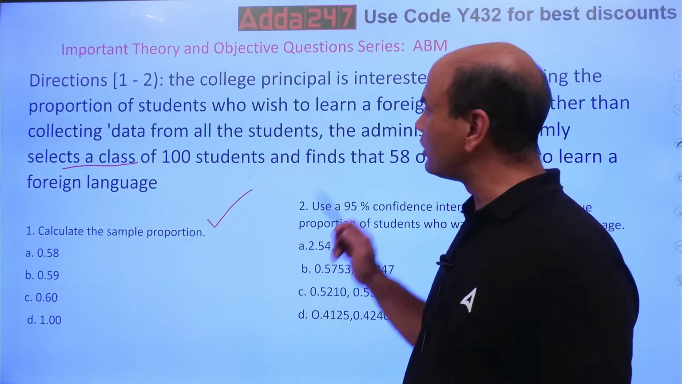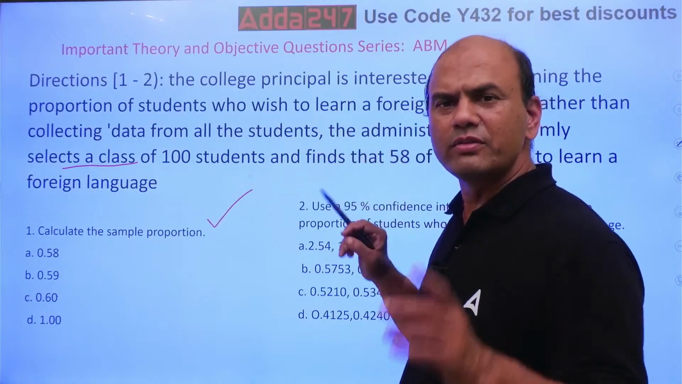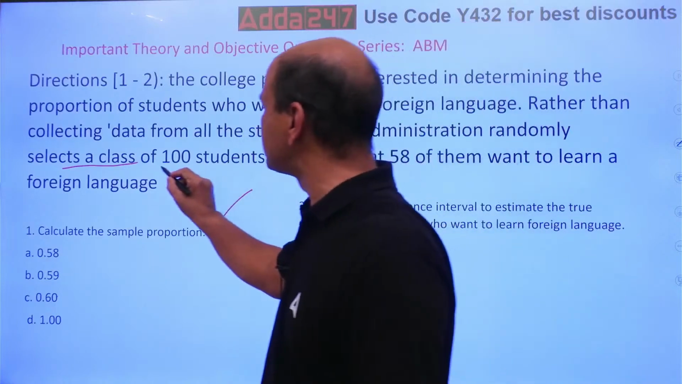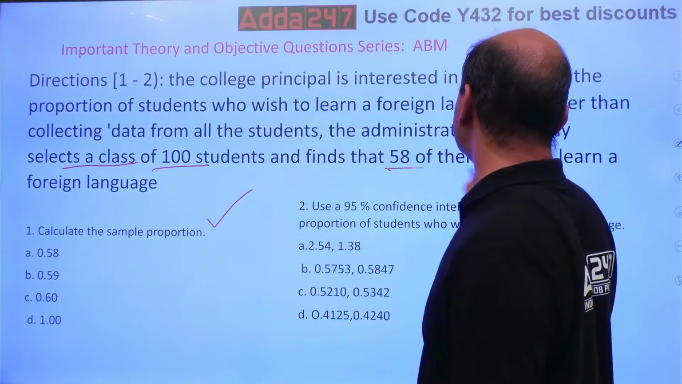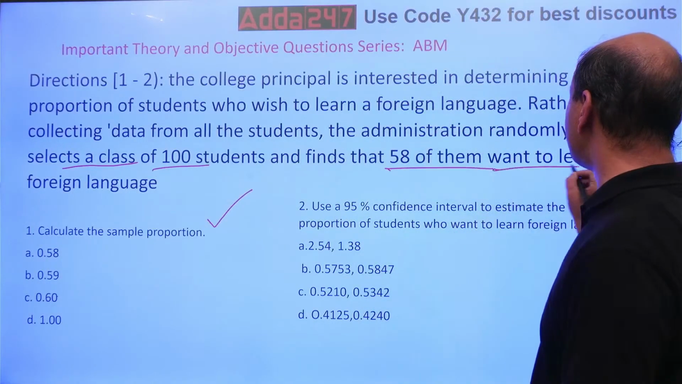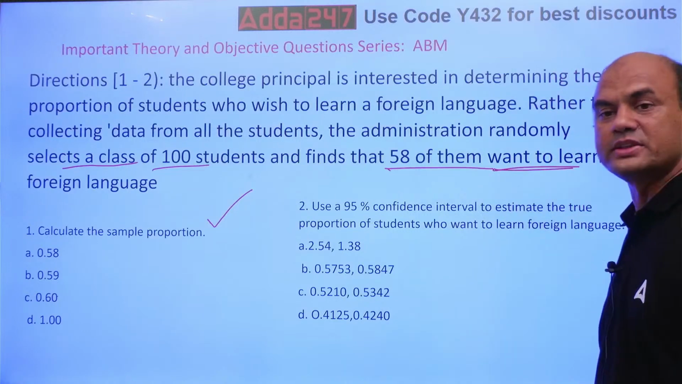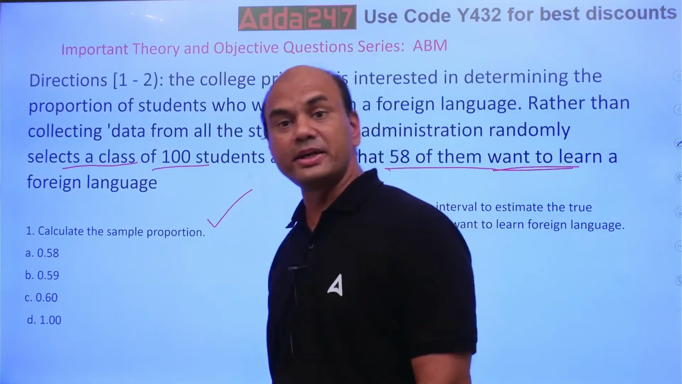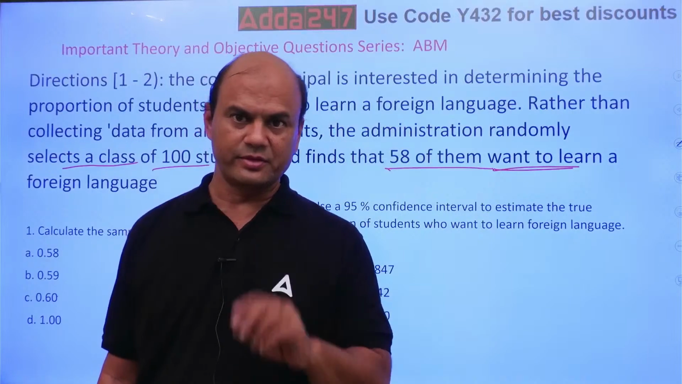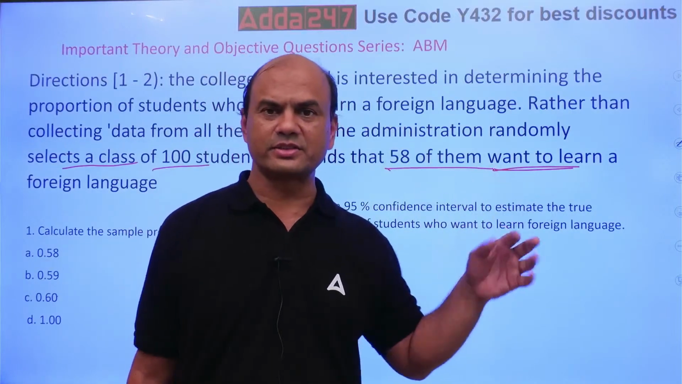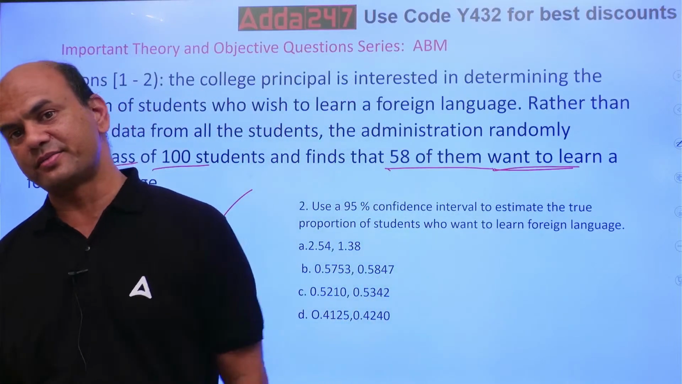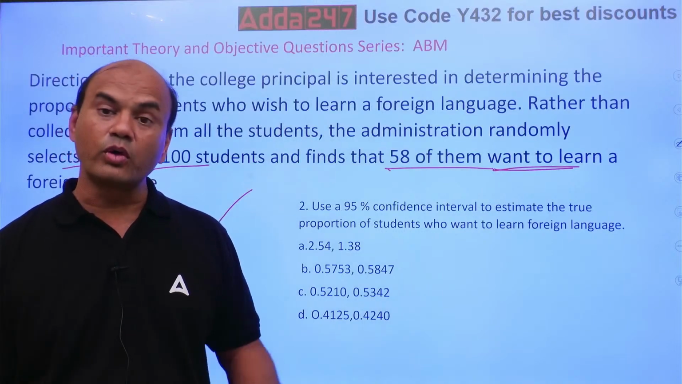Remember, the whole case given to you, only one line is important. Remaining everything is of no use to you. What's important is this: 100 students class and 58 want to learn foreign language. Want to learn. Now this is very important. Who wants to learn? Because your success and failure in any case depends on what is the question asked. I'll explain you. Suppose they have asked you who want to learn. So what will be the success then? Success will be who wants to learn.